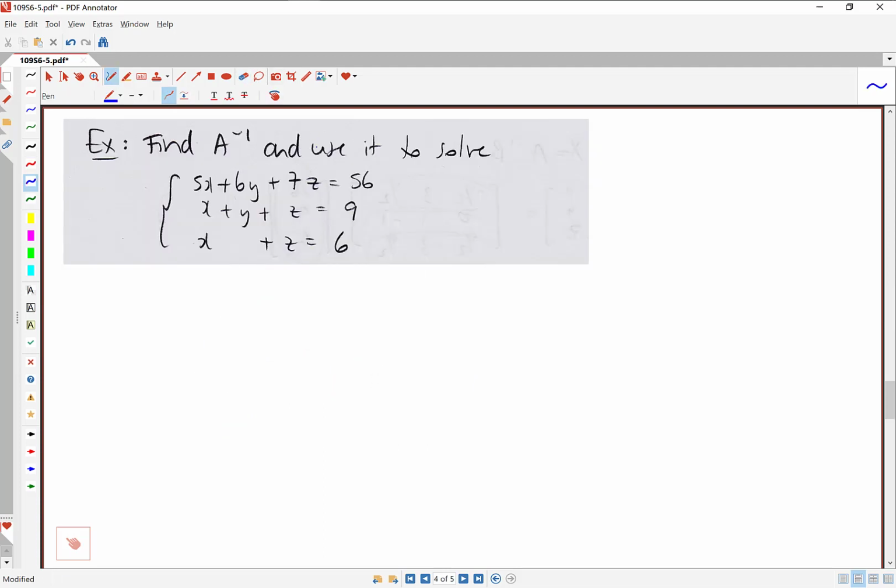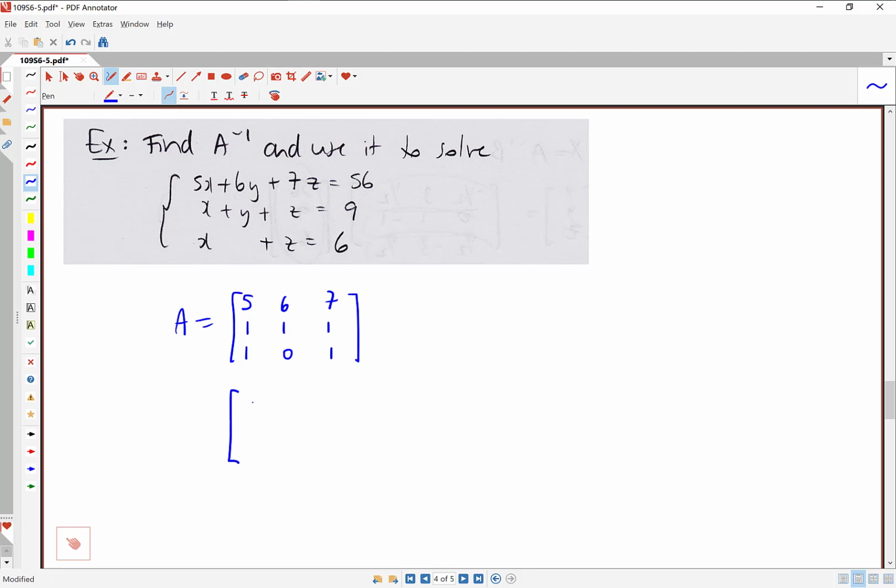So we're going to find A inverse and use it to solve the following system. So first thing we should do is just recognize what our matrix A is. It represents the coefficients for the system of equations. We just read through the coefficients: 5, 6, 7, 1, 1, 1, 1, 0, 1. All right, so we want to try to find the inverse of this matrix and then eventually use that to solve the system of equations.